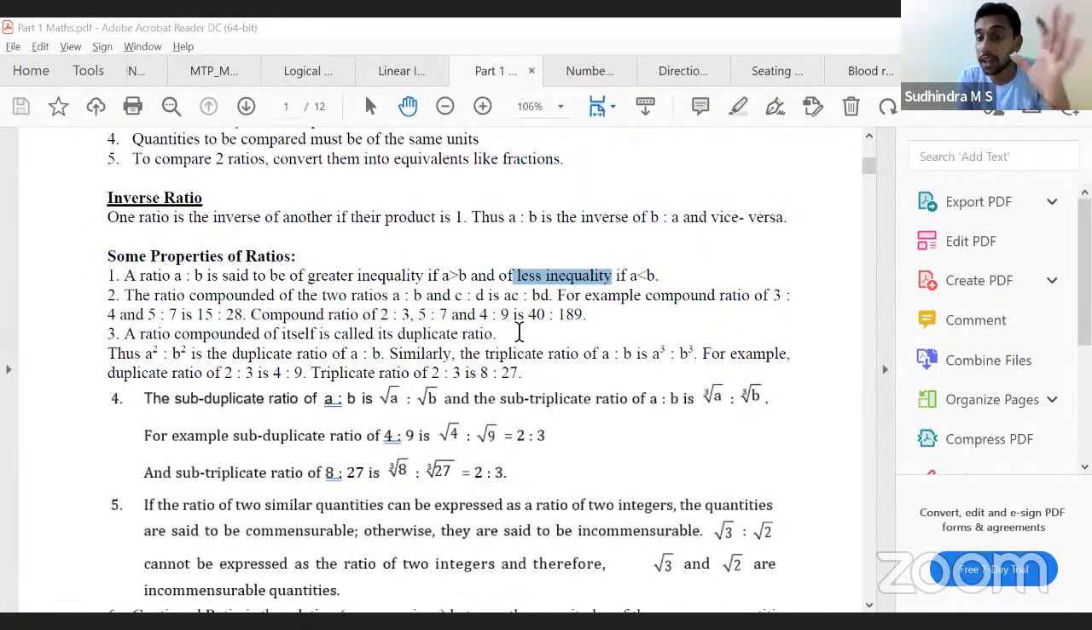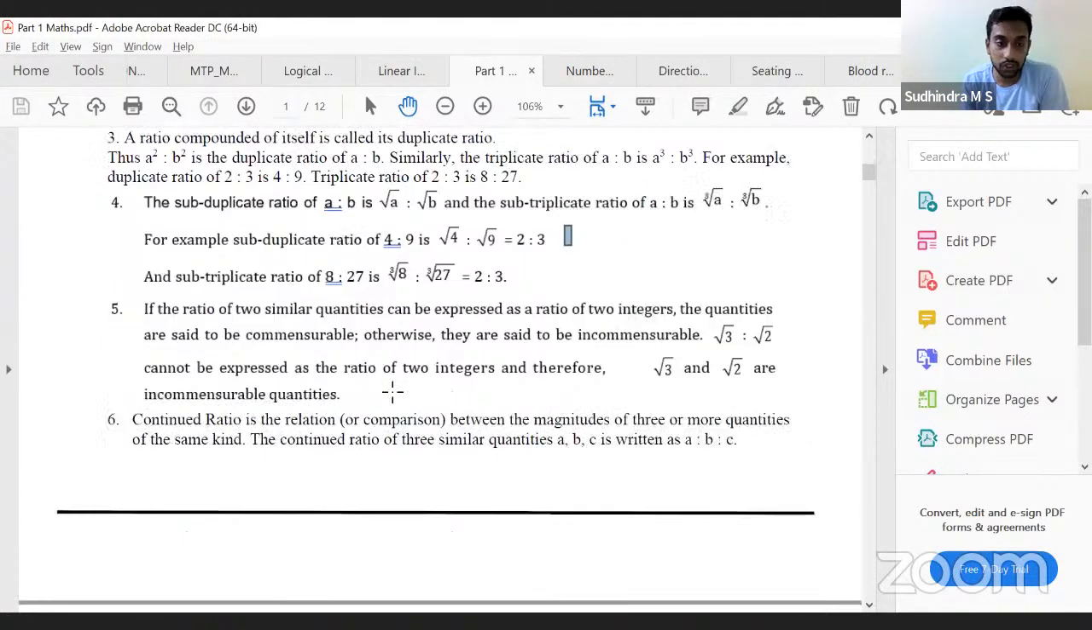Then if the ratio of two similar quantities can be expressed as a ratio of two integers, then we call it commensurable ratios. If they cannot be expressed in integers, incommensurable ratios. So simple. If they are in the form of integers, they are commensurable ratios. If they are not, then incommensurable ratios.